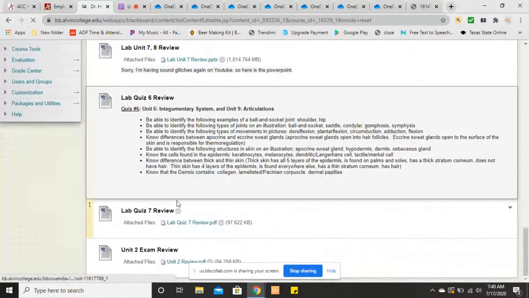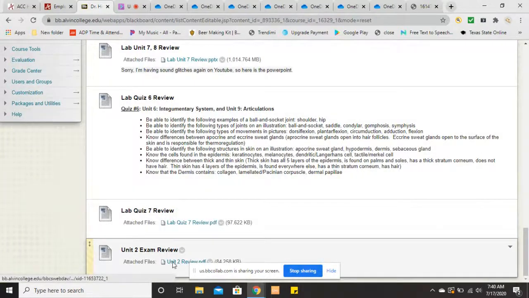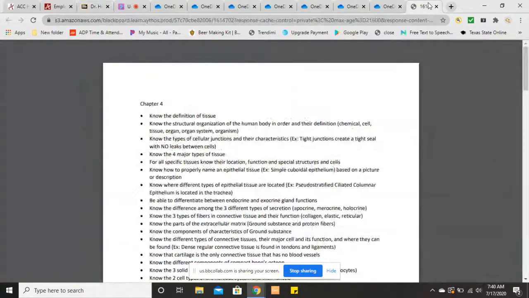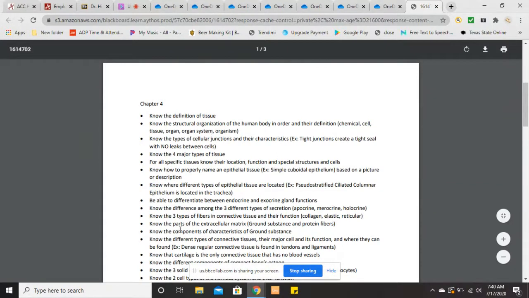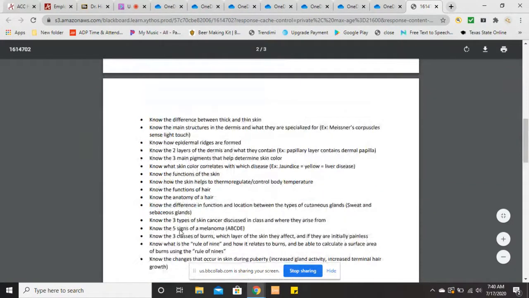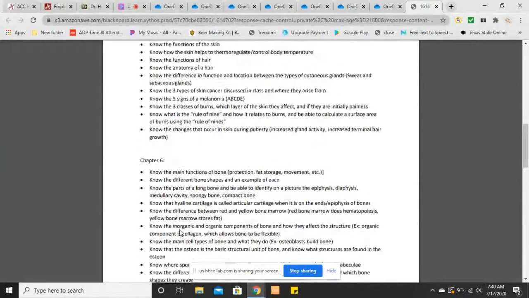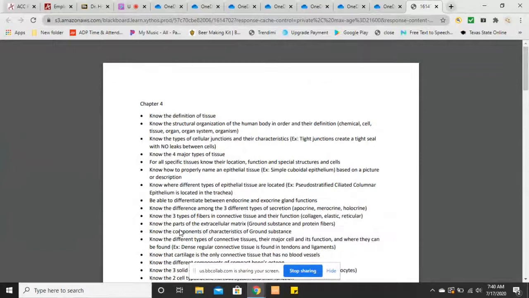Again, I've written a PDF review. When you go to the Dr. Higgs tip section and you click on the Unit 2 review, it brings up this little PDF here. And I created this the same way I created the Unit 1 review. I go chapter by chapter, bullet point by bullet point for that chapter. Remember, this is just a rewording of the objectives on Blackboard. It's just reworded, hopefully, to make it more direct and straightforward.